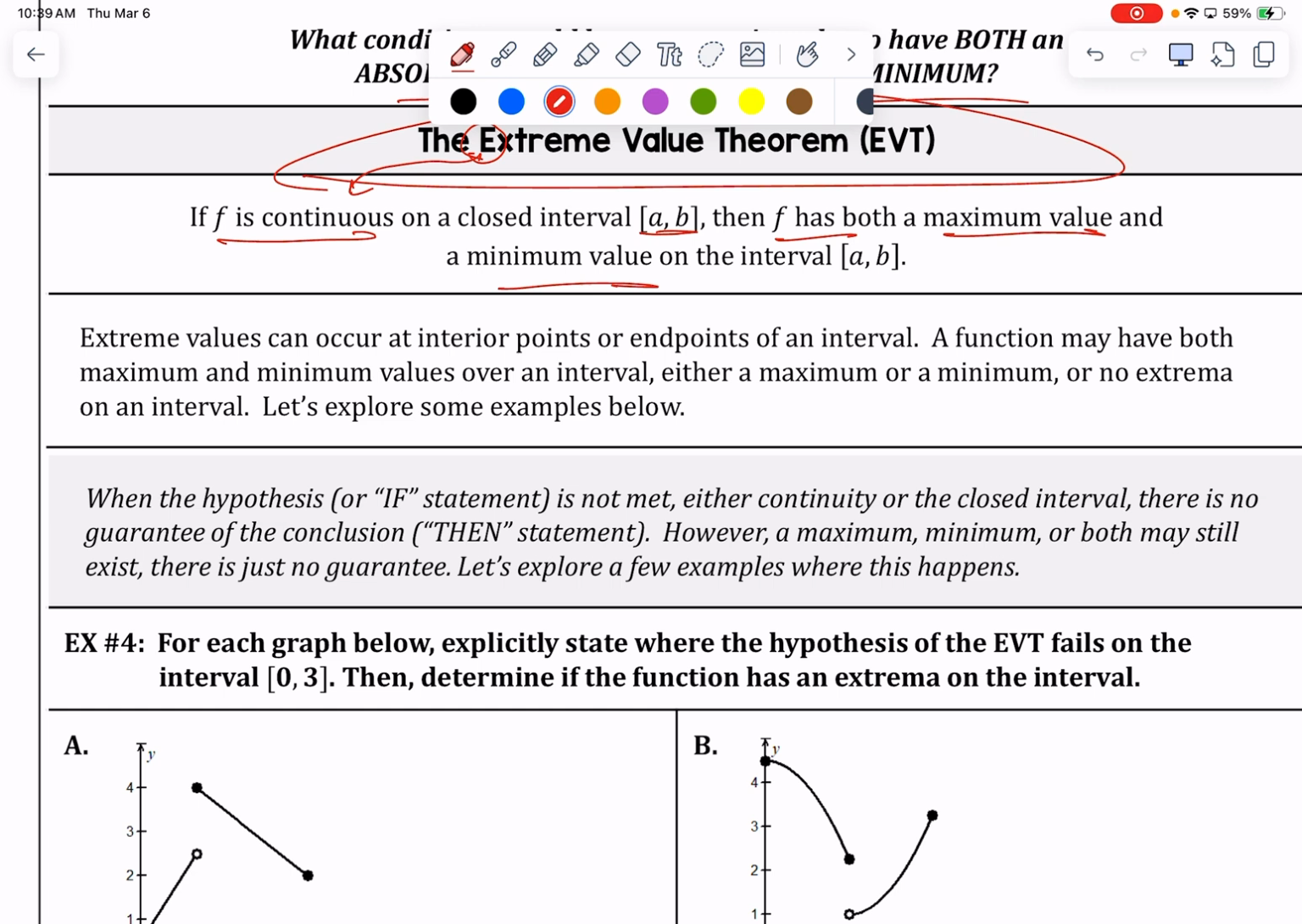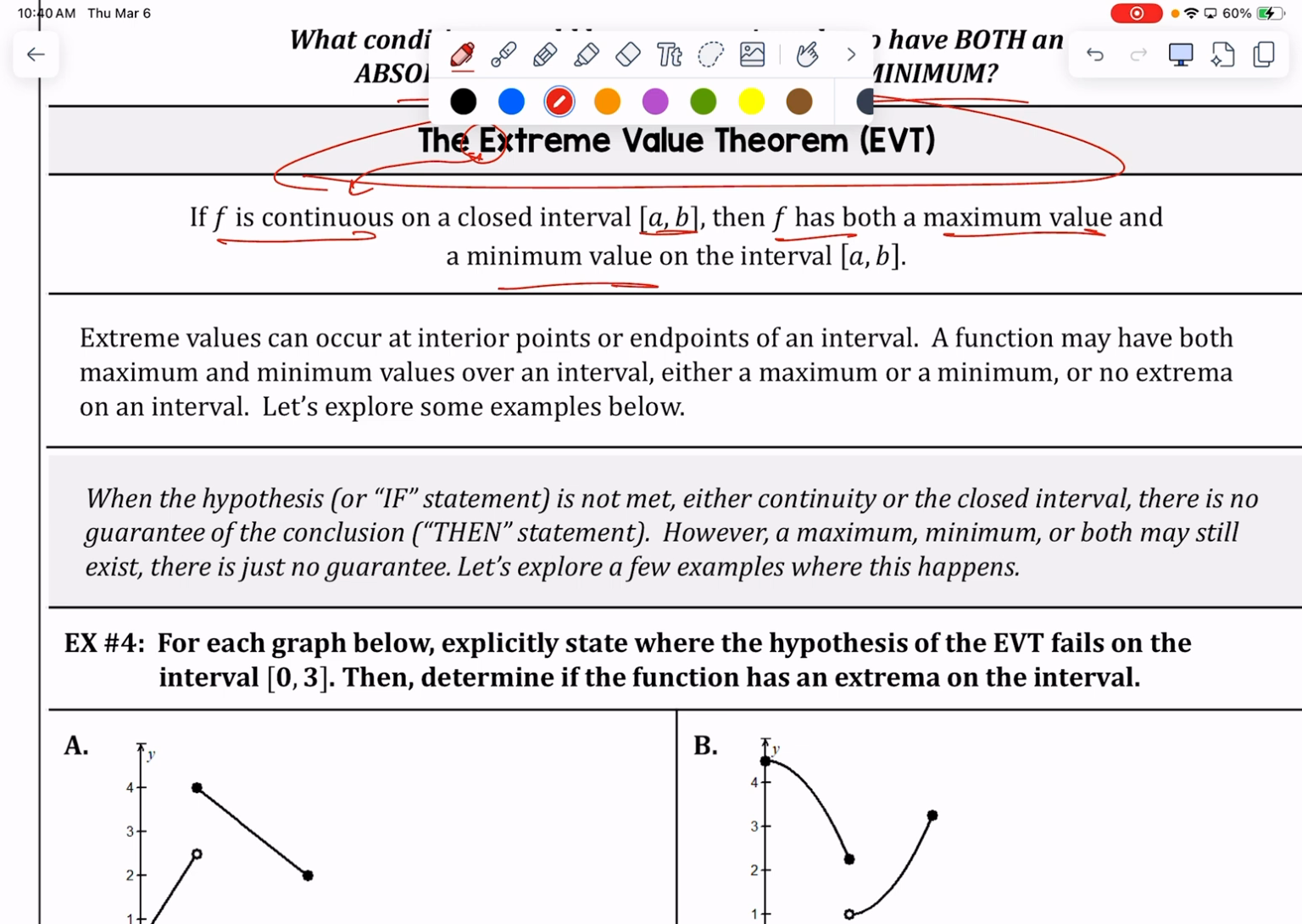Okay, so now, here's what we do. When we do EVT, you're going to have to do what's called the candidates test. You need to know this for the AP exam. It's called the candidates test. You are going to have to check two things to see if you have an absolute max or an absolute min. What did we just say an absolute max and an absolute min could occur at? A peak or a valley, which is on an interior point, which could be where the derivative equals 0 or what? So you're going to have to find all interior points where the derivative equals 0 or is undefined.